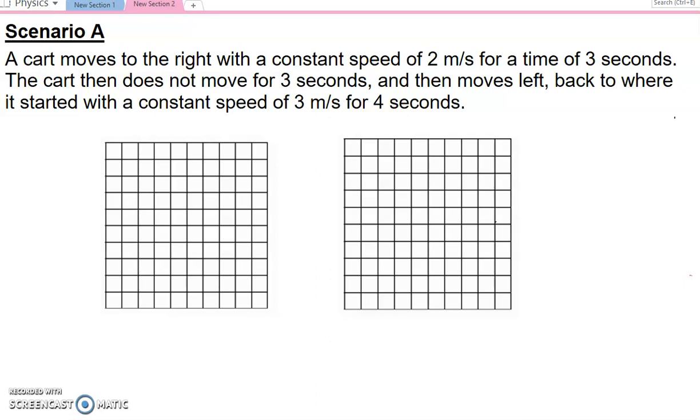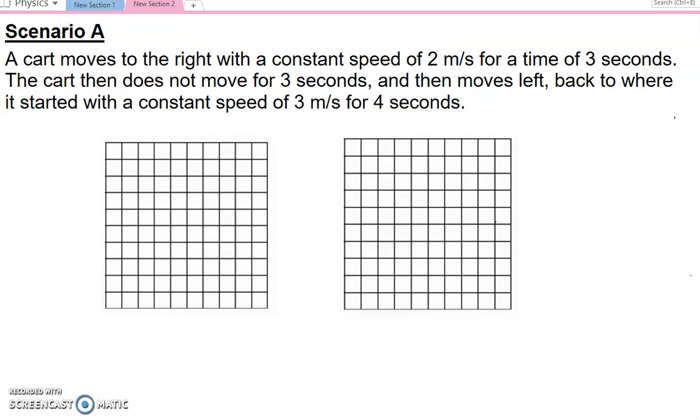For scenario A, a cart moves to the right with a constant speed of 2 meters per second for 3 seconds. The cart then does not move for 3 seconds and then moves left back to where it started with a constant speed of 3 meters per second for 4 seconds.